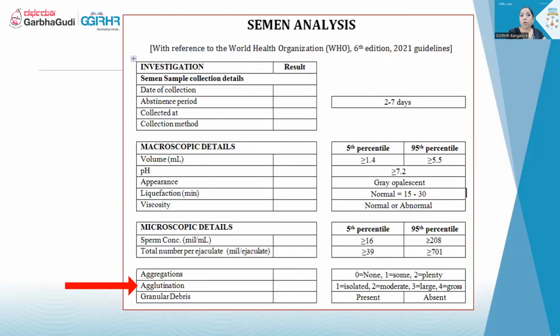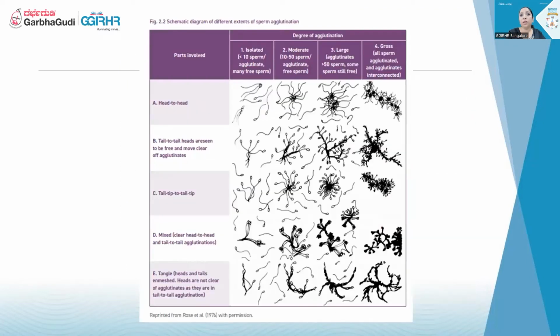And then you have something called agglutination. Agglutination is sperm to sperm attachment. Aggregation is sperm to any other element, that could be a cell or debris, and agglutination is sperm to sperm. You again have different degrees of agglutination. You have isolated, with fewer than 10 sperm per agglutinate, and moderate, something like 10 to 50 sperm per agglutinate. An agglutinate is just one group of sperm that have been attached to each other. Then you have large agglutinates, wherein more than 50 sperm have been attached to each other.